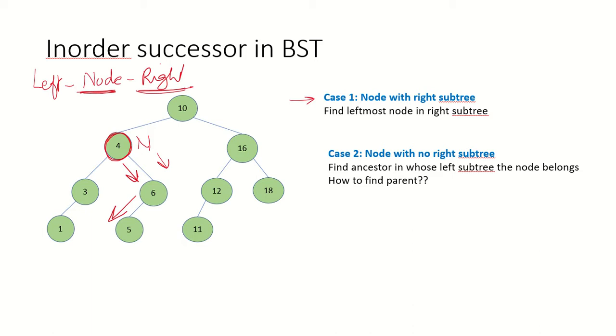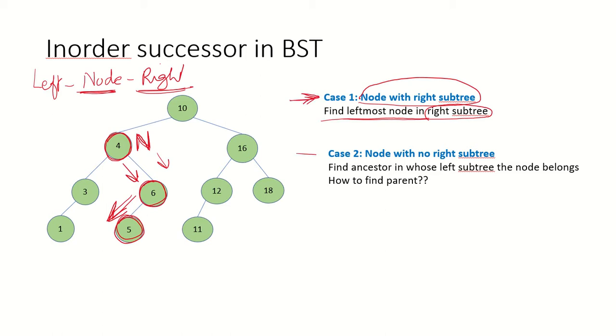So once we have this node n, we will first go to the node with data 6, and then we will traverse the left subtree of this node. Once we reach here, there is no further left node. We know that 5 will be the successor for this node n. That means for a node with a right subtree, we have to find the leftmost node in the right subtree of that particular node. This is case 1.